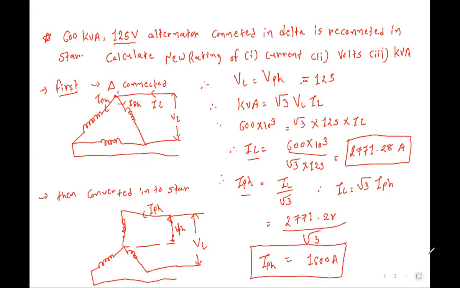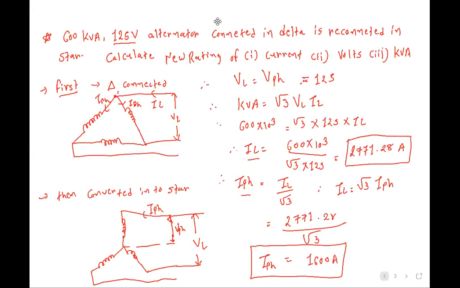Now let me have a star connection. So for star connection, the relation is common. Let me write it down. The line current is always equal to the phase current. I am just deriving all the data for the delta connected alternator.